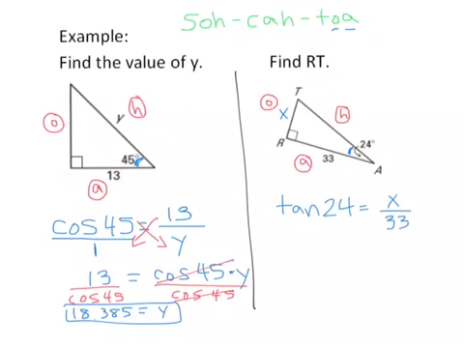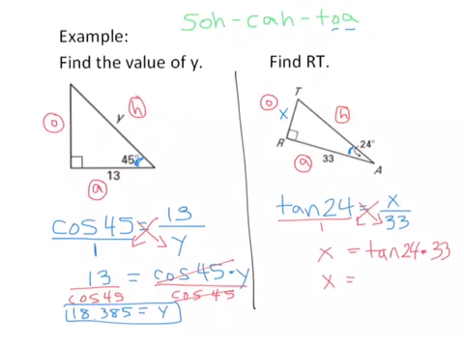Again, I'm going to change this into a fraction by putting that over 1, and I'm going to cross multiply. X times 1 is x. And if I multiply it this way, tangent of 24 times 33, again, that's a times sign there.